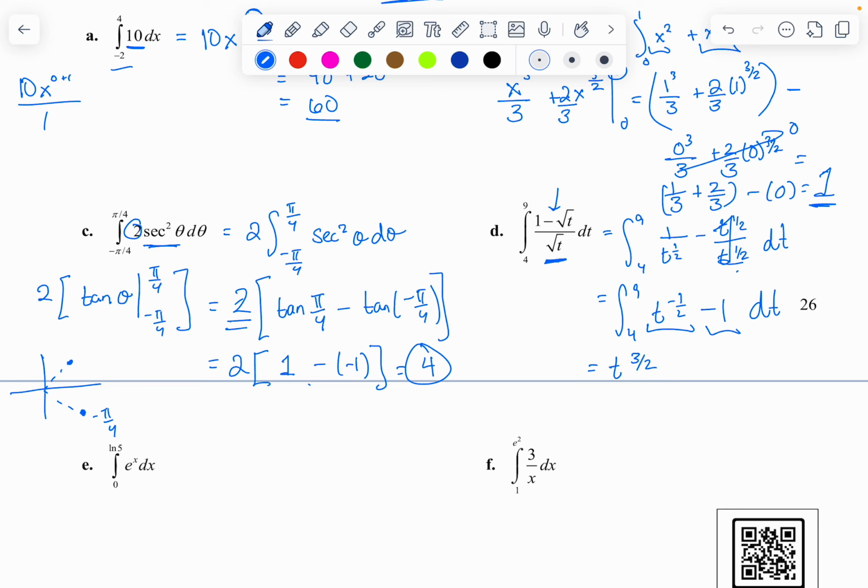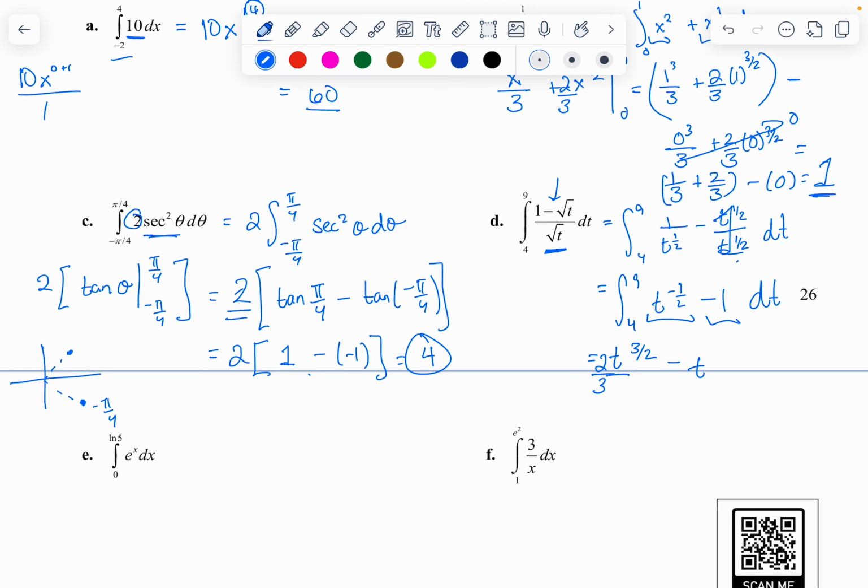t to the 3 halves divided by 3 halves, which is the same thing as times 2/3, minus the integral of a constant, like we did in example A, is going to be 1x, or we're just going to write, oh, it's a t in this problem, so we're just going to write that variable, from 4 to 9. You plug in 9 first, so we have 2/3, and this is the square root of 9 cubed minus 9. So that's plugging in 9.